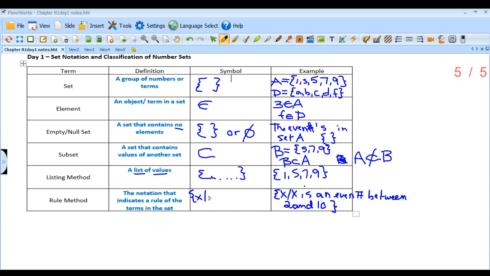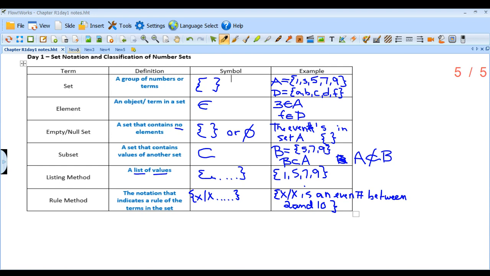So your symbol for that is starting with the set of all x values such that x dot dot dot, whatever you want that rule to be. So in this case, the rule was it's an even number between 2 and 10. So then you would list all the even numbers between 2 and 10. All right, so those are your definitions.